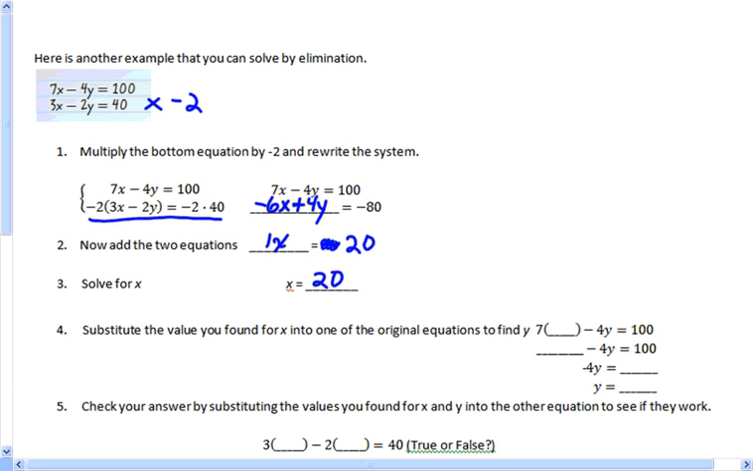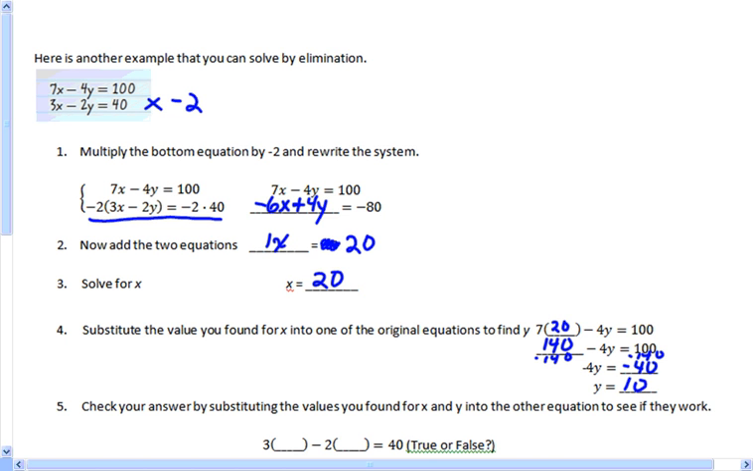Okay, and then we're going to substitute that 20 in for x in one of the two equations. We'll pick the first one. So we're going to do 7 times 20 minus 4y. That's 140 minus 4y. And so then we're going to subtract 140 from both sides, and we get negative 4y equals negative 40. We're going to divide negative 40 by negative 4, and that gives us 10.